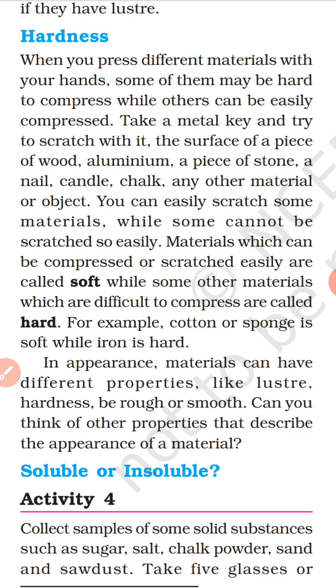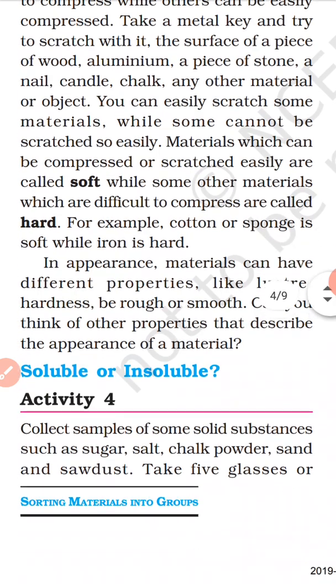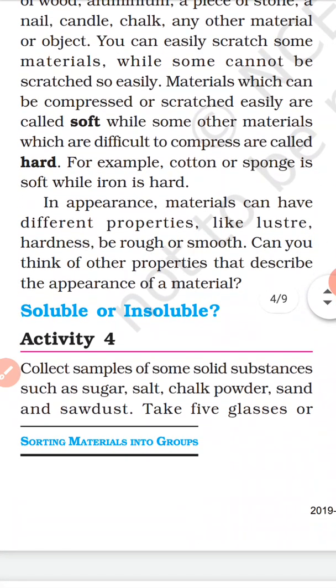Materials which can be compressed or scratched easily are called soft, while some other materials which are difficult to compress are called hard. For example, cotton or sponge is soft, while iron is hard. In appearance, materials can have different properties like luster, hardness, be rough or smooth. Can you think of other properties that describe the appearance of a material?